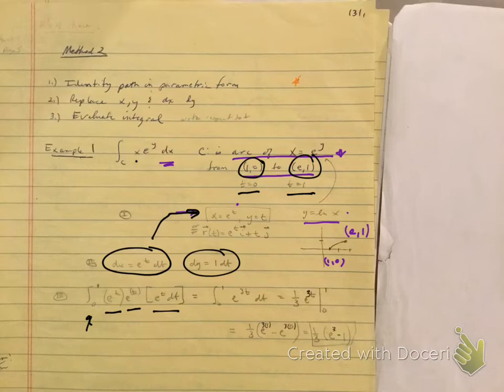So I multiply it all out, and this is something you should be able to do in your head. 1/3 e to the 3t from 0 to 1, and when you get done with it all, here's your answer. There's method 1.